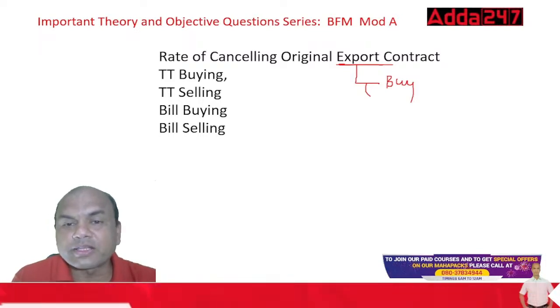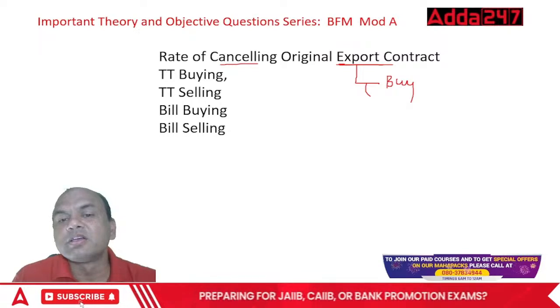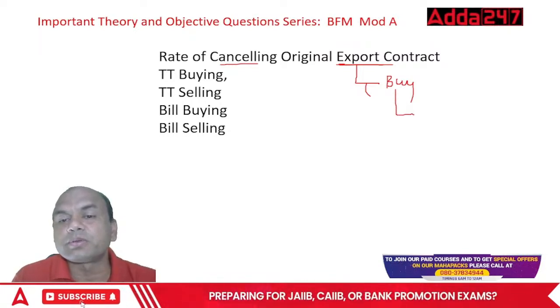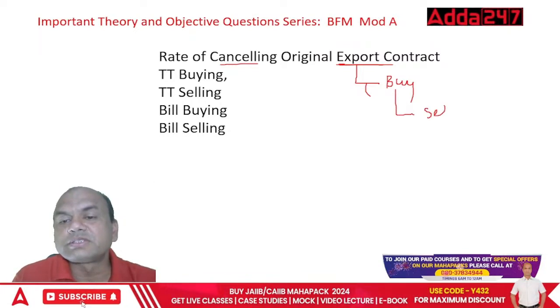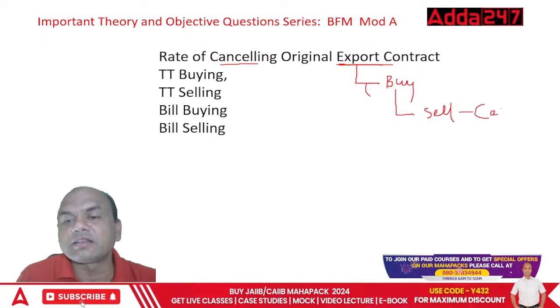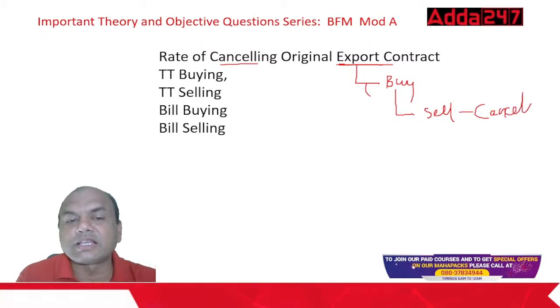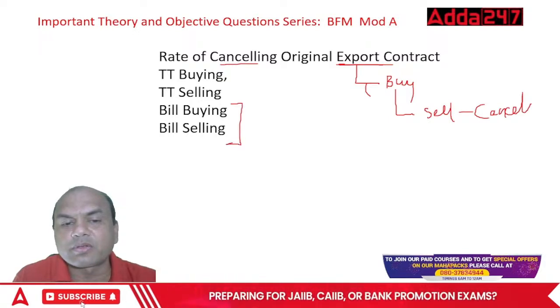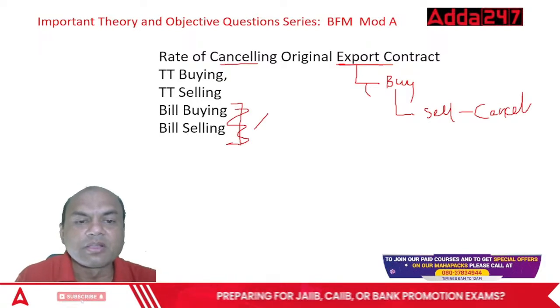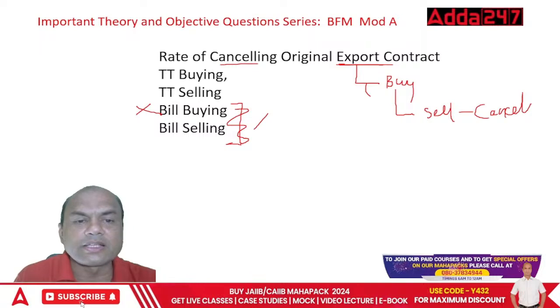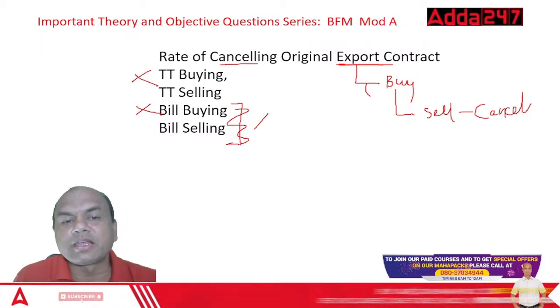So if export is at buy, then I have to cancel it. So cancelling will be opposite. What is the opposite of buy? It will be sell. So cancellation will be sell. So firstly, I'll use this sell. So forget this buying. Which are out? This is out and this is out. So these two are remaining. TT selling and bill selling.